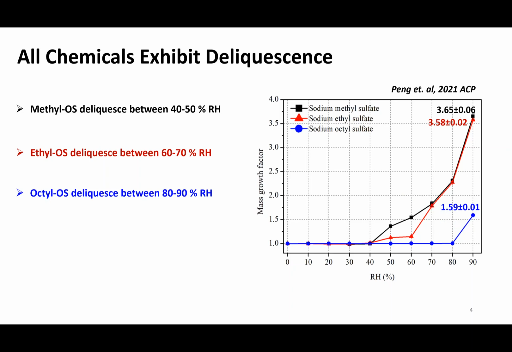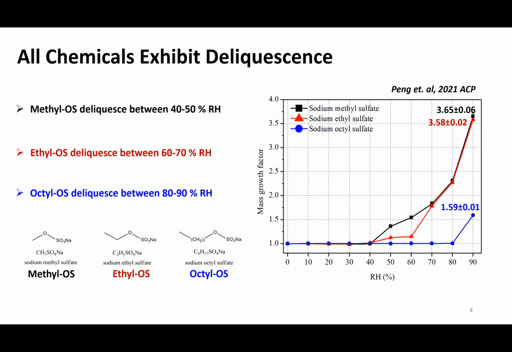To compare the mass growth factor at 90% relative humidity, from the graph we see that methyl OS has the highest mass growth factor with 3.65, followed by ethyl OS with 3.58, and then octyl OS with 1.59, indicating that water affinity increases with decreasing hydrocarbon chain length.